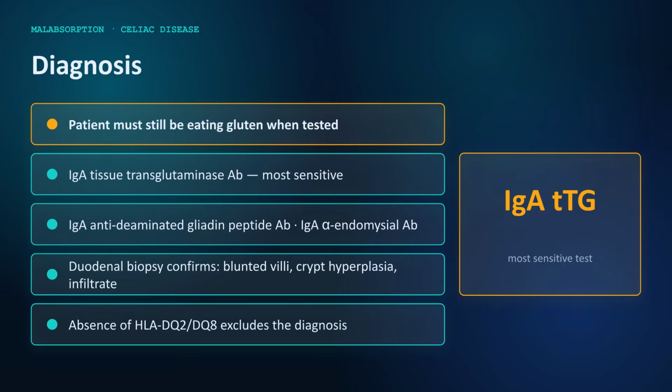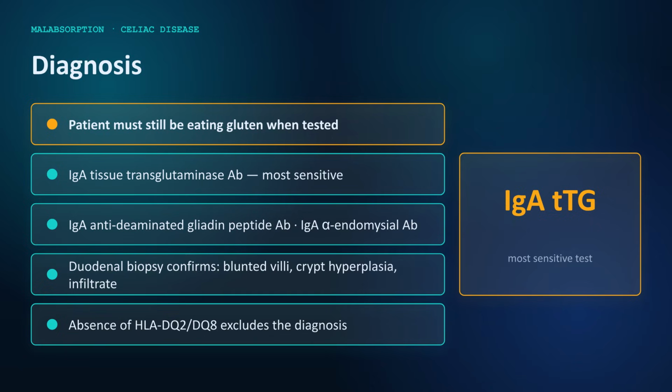Diagnosis has one prerequisite that trips people up constantly. The patient must be eating gluten when tested. If they have already started a gluten-free diet, the serology and the biopsy can both turn negative. The first-line test is immunoglobulin A tissue transglutaminase antibody, the most sensitive test. You can add immunoglobulin A anti-deaminated gliadin peptide antibody, and immunoglobulin A alpha-endomysial antibody. Duodenal biopsy confirms the diagnosis: blunted villi, crypt hyperplasia, inflammatory infiltrate. And absence of the HLA-DQ2 and DQ8 genes excludes it.